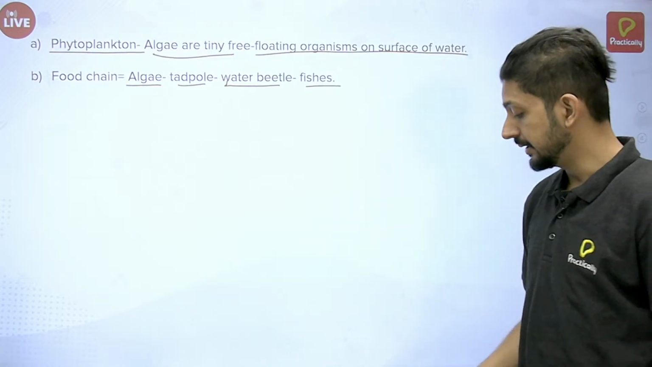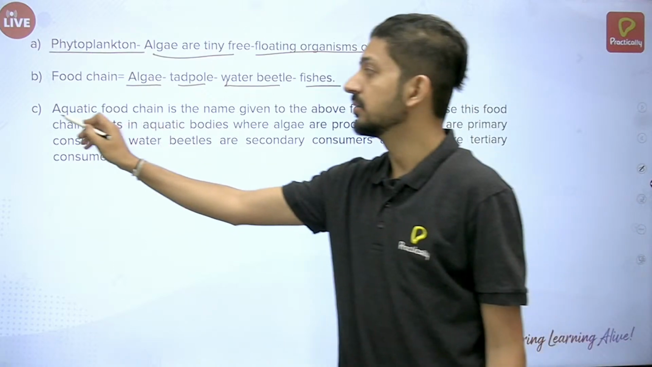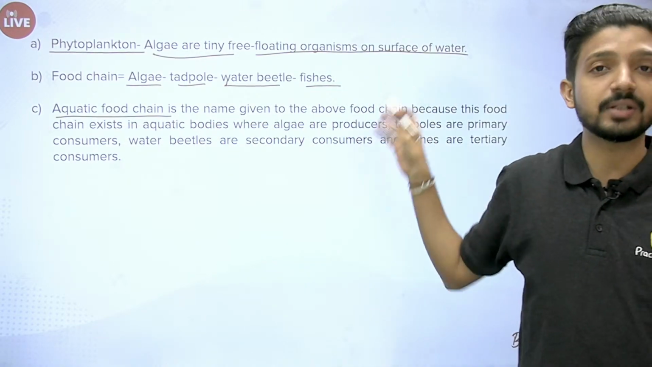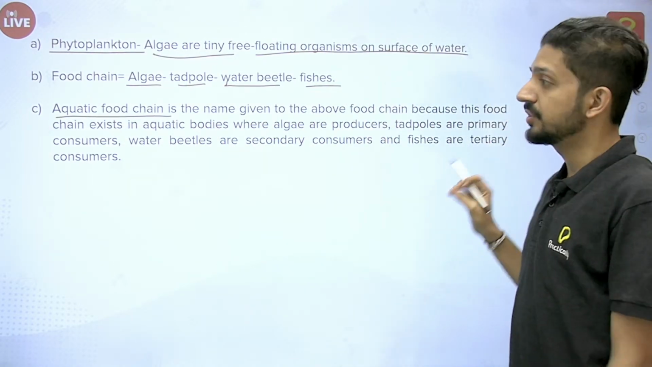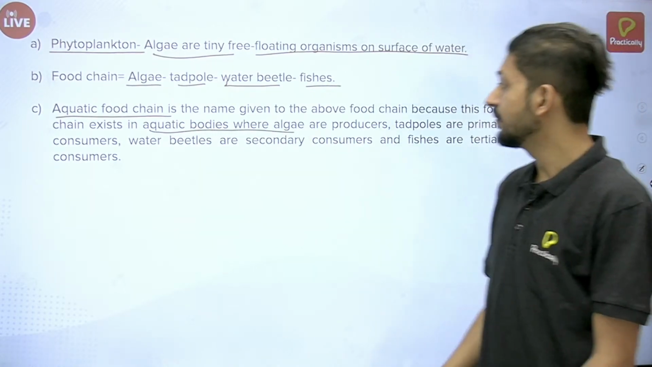Okay. Then aquatic food chain is the name given to the food chain in the entire water ecosystem, because this food chain exists in aquatic bodies. Okay. And what are producers?